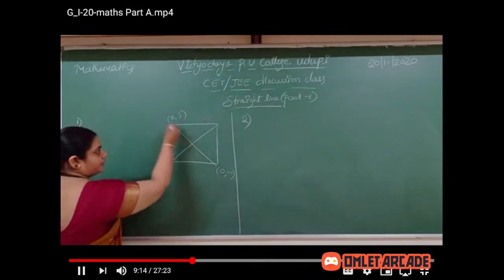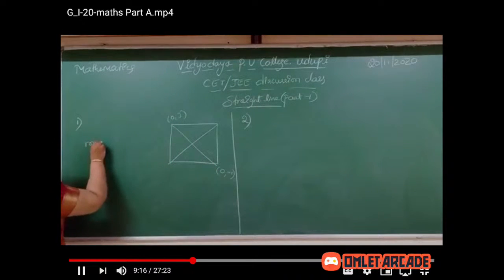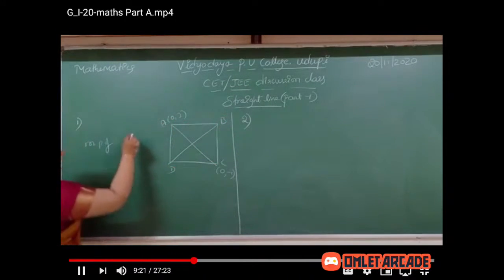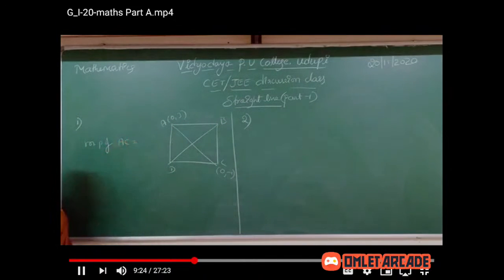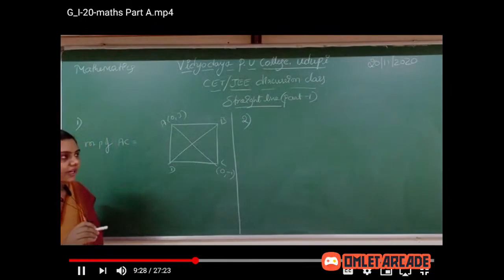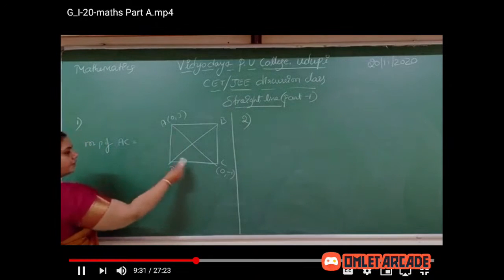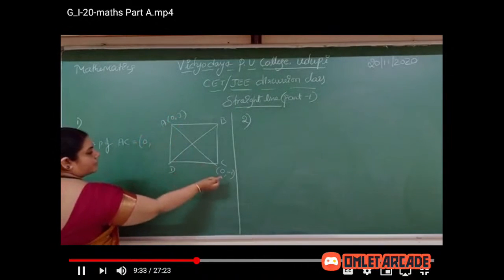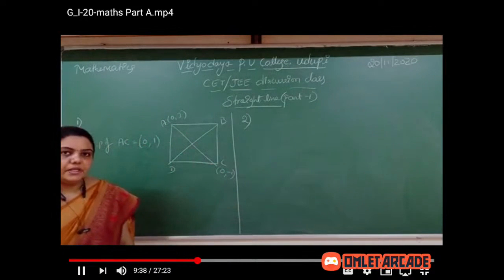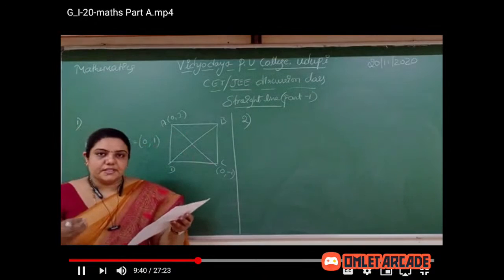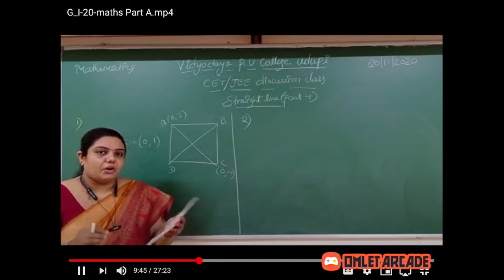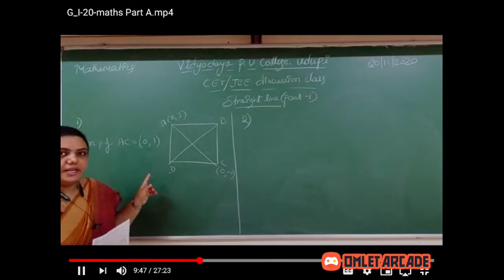First, let me find the midpoint of this. Let me give names, A, B, C, D. Midpoint of AC is 0 plus 0 by 2. You know the midpoint formula, I am just directly substituting it. Okay, 0 plus 0 by 2 is 0. 3 minus 1 is 2 by 2, 1. This is the midpoint of AC. Now they have given 4 options, A, B, C, D. See in that, which option has the same midpoint, that will be the answer.